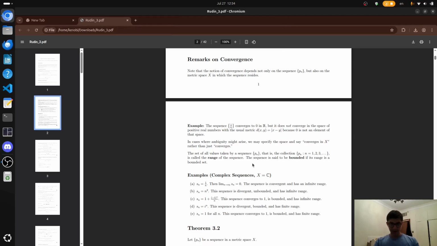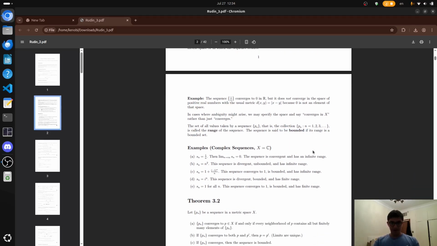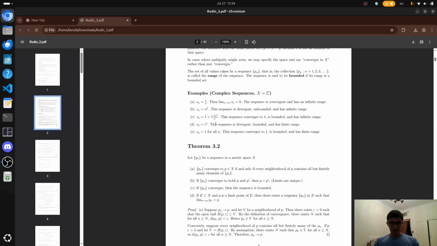And the sequence is said to be bounded if its range is a bounded set. The range of the sequence is basically the set of all the values of that sequence. Now we have a few examples here. If you have s of n equals 1 over n, the limit as n goes to infinity of s of n equals 0, because 1 over 1, 1 over 2, 1 over 3, etc., goes to 0. This sequence is convergent and has an infinite range because there are an infinite amount of values.